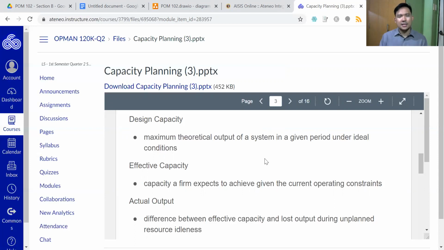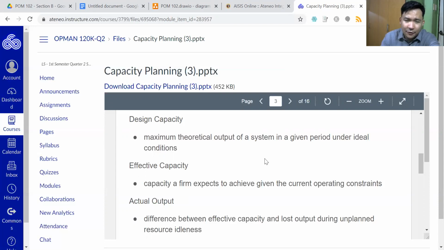That's design capacity. Next, effective capacity is the capacity a firm expects to achieve given the current operating constraints. A few examples of these constraints are breaks, idle time, maintenance for the machines, maybe quality checking, etc. So effective capacity is more often than not lower than design capacity. And then for the last type of capacity, we have the actual output.